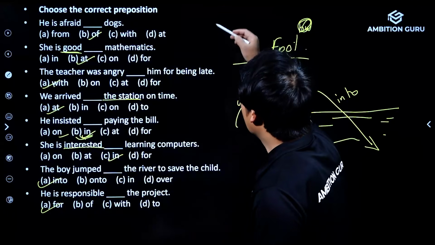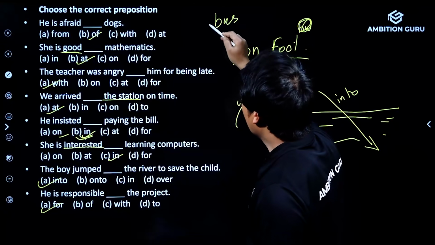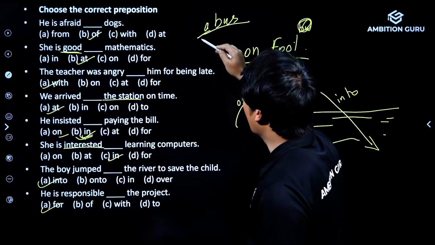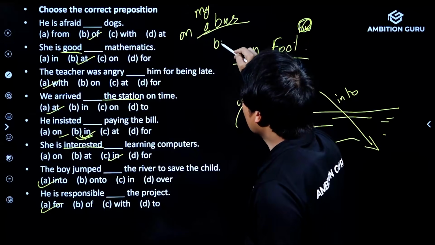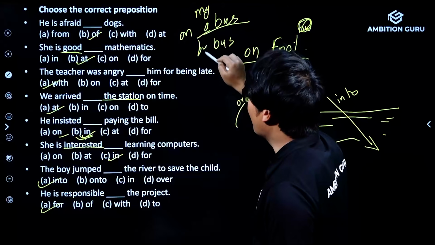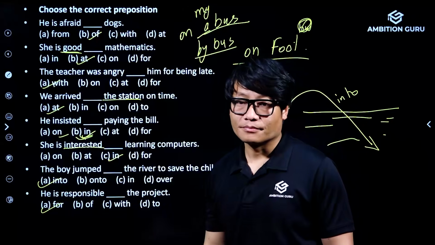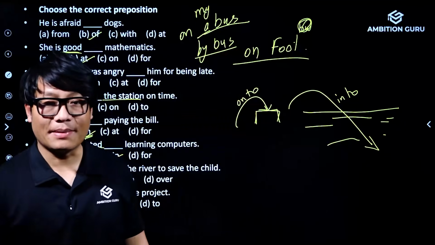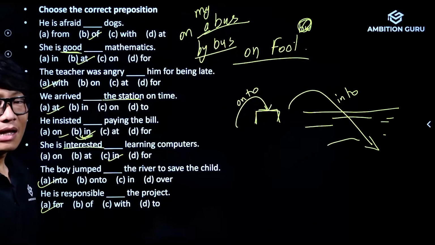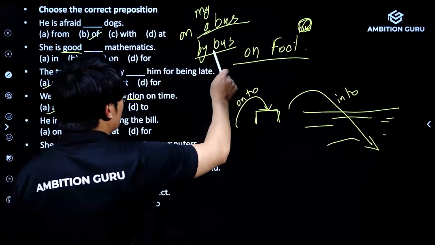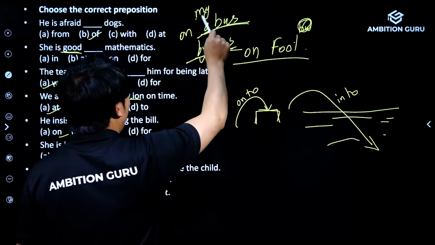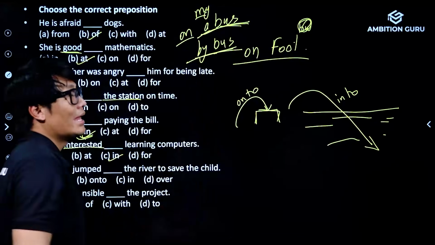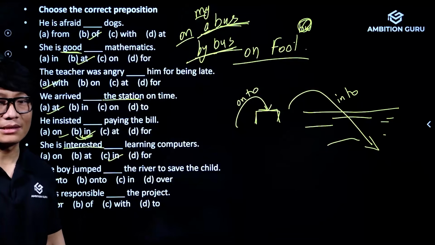Yes, one is right. When there is a, or my before bus, then here is on. But if there is just bus, then it takes by bus, like that. I'm going to travel by bus. If there is just bus, then you can write by bus. If there is a bus or my bus, then on. Like on a bus or on my bus, like that.